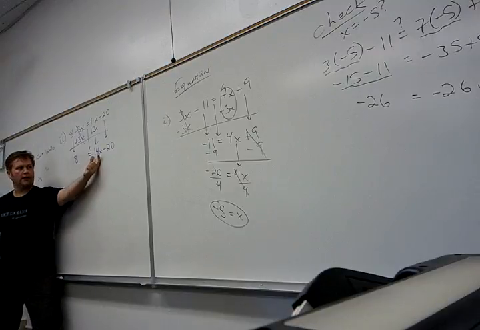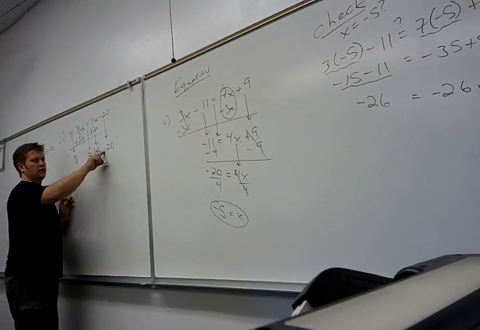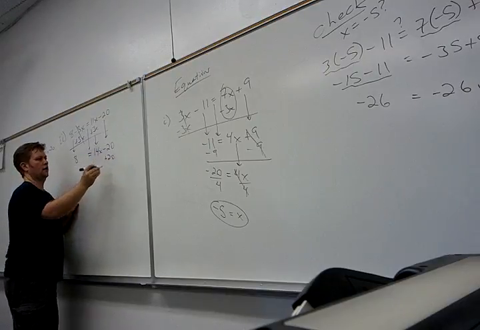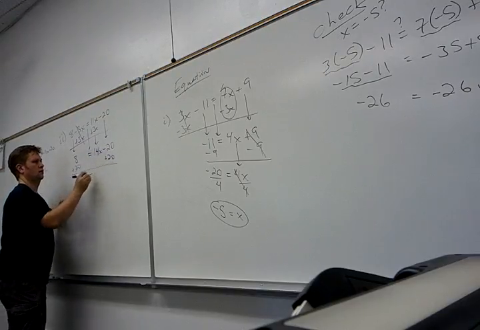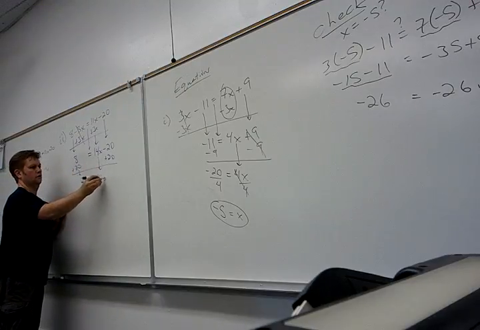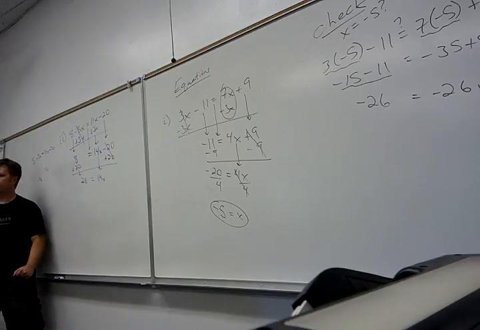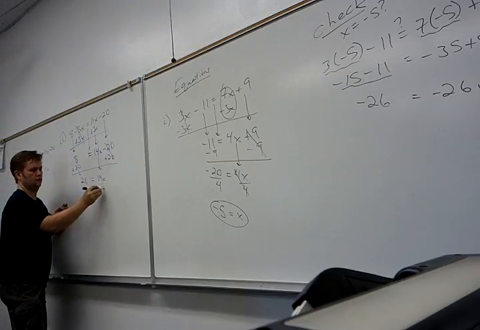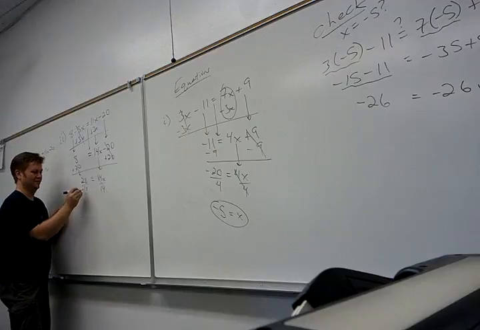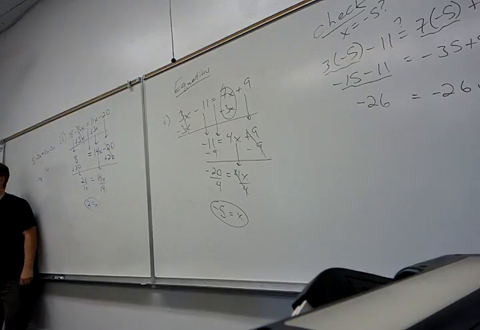What's the next thing I do? I got all my x's together. Yeah, I want to kill that 20 over there. The negative 20, so I add 20. Good, 28 equals 14x. You almost always divide last. You want to kill the 14. 2 equals x. I like the emphasis. Congratulations.